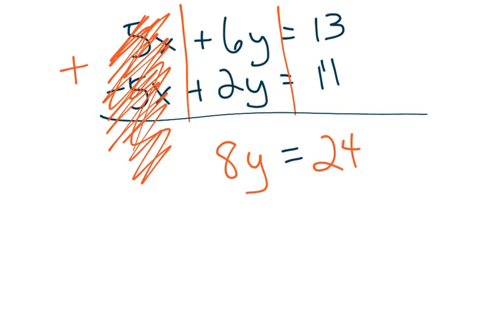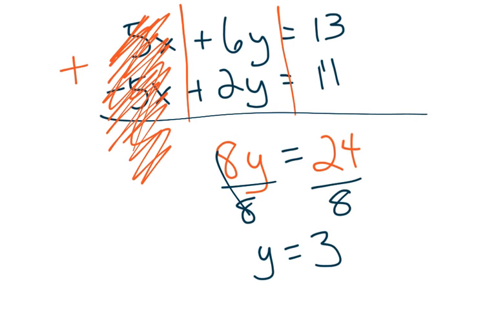Hopefully by now you are excellent at one-step equations and two-step equations. This is a very simple one-step equation, so we're going to divide both sides by 8. And 24 divided by 8 is 3. So we have part of the solution. We know that y equals 3. What we don't know is what x is.